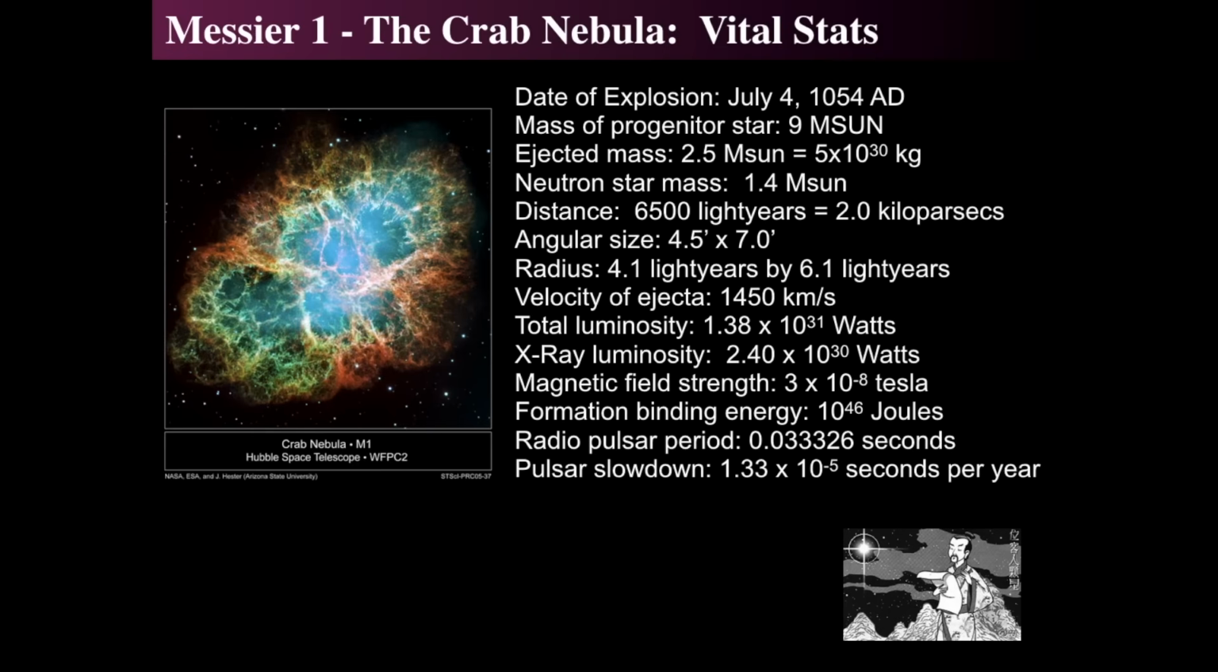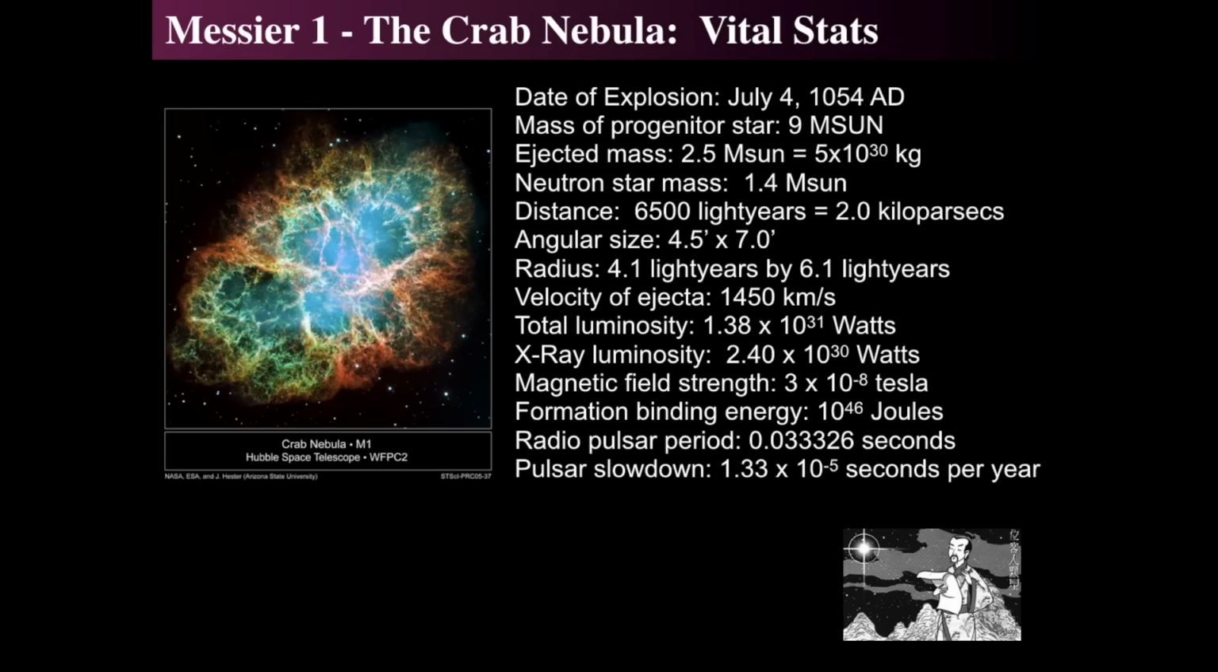And the speed with which the material that you see in the inset is going is up to 1,500 kilometers per second. So that's really cooking by. The total luminosity is much, much, much greater than the Sun's at about 1.38 times 10 to the 34th watts. And the total amount of energy that's coming out in X-rays is just under 10% of that.